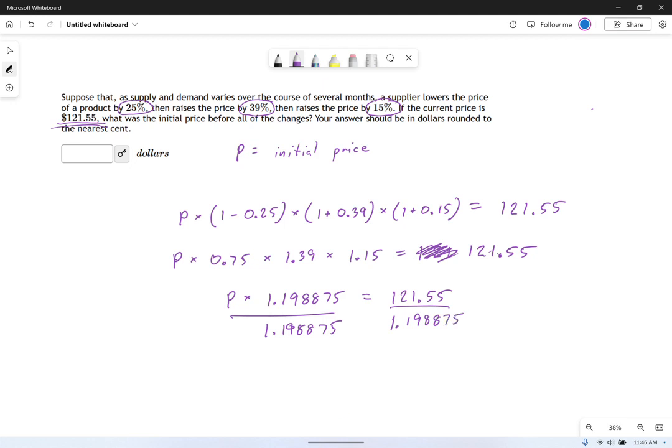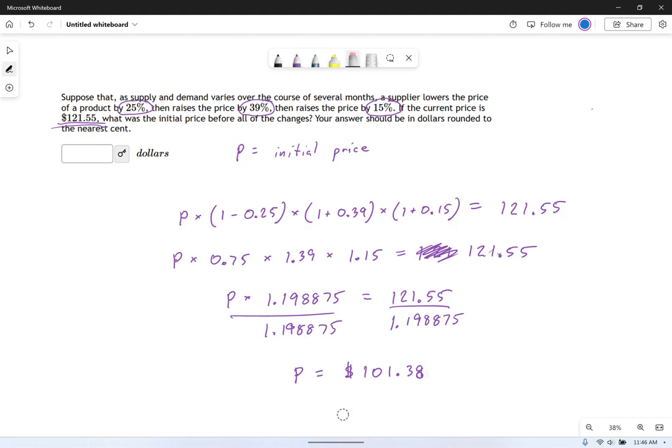Okay, 121.55 divided by that thing equals, okay, the initial price was, drum roll, $101.39. You'll notice I didn't round at any point in this problem until the very end, because my actual answer is 101.38671 and so on.